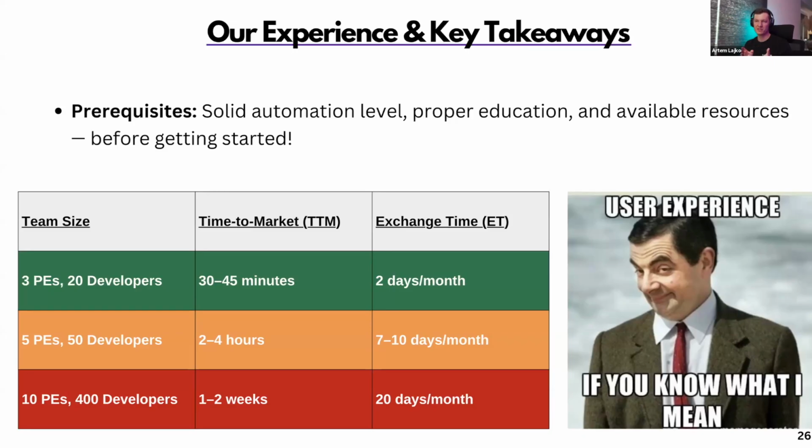And we have also some customers here, for example, 10 platform engineers combined with infrastructure engineers, about 400 or 500 developers, and they have a time to market, in a regulated area, for example the banking area, between 1 and 2 weeks. And the exchange time between the platform engineering team and the developers, to explain why it takes so long, why they needed so much improvement, is about 20 days and increasing.